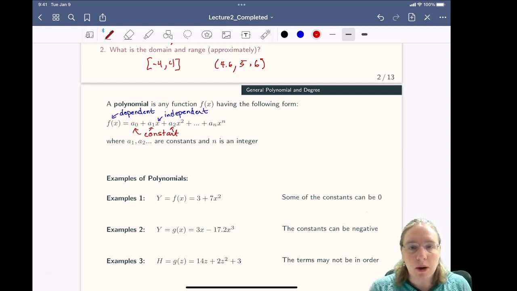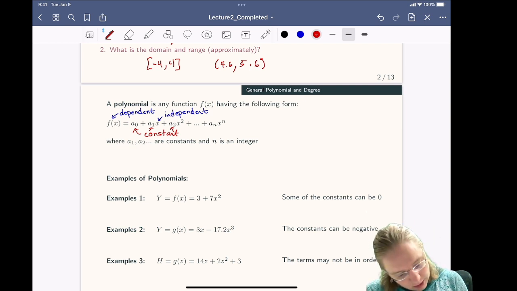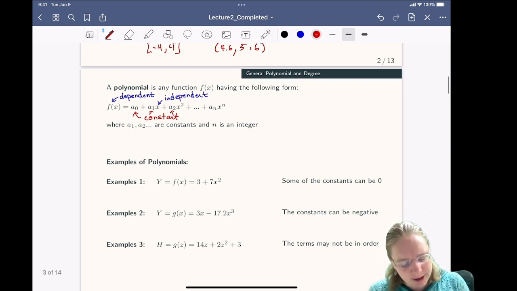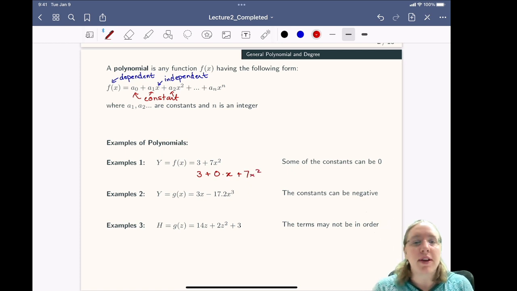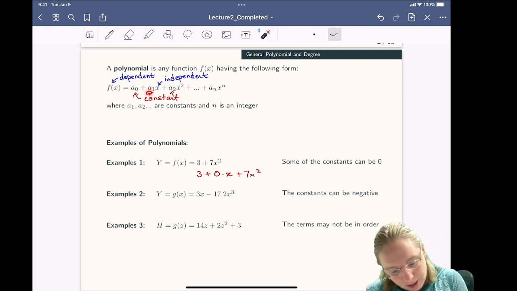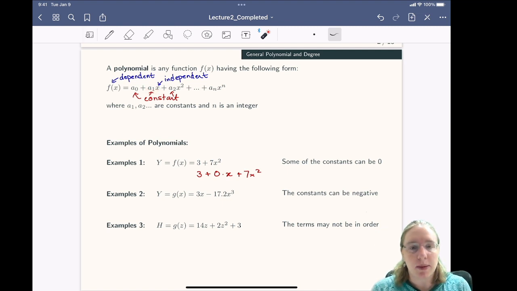Some examples of polynomials include y equals f of x, 3x squared, or 3 plus 7x squared. So know that some of the constants can be 0. In this case, a1 is 0. So if we wanted to write this out in full form, we'd have 0 times x plus 7x squared. So just because you have an x term in here does not mean it has to show up in the polynomial, because the constant can be 0.